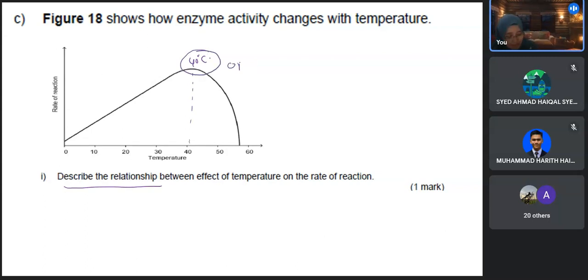Okay, optimum temperature. Another point that you can write is that above 40 degrees, the rate of reaction starts to decrease. So above 40 degrees Celsius, the rate of reaction starts to decrease. Or above 55, there is no rate of reaction.